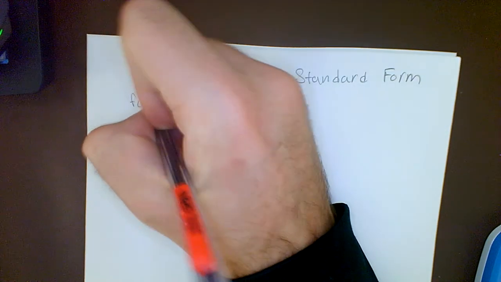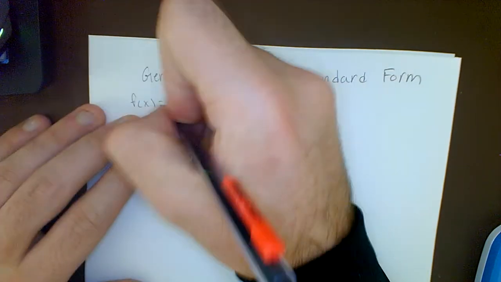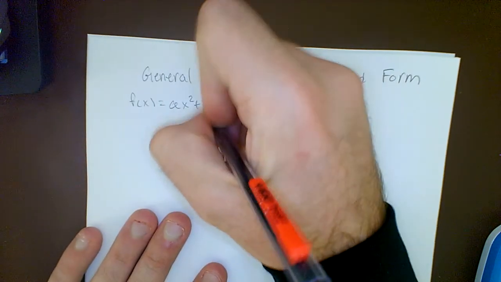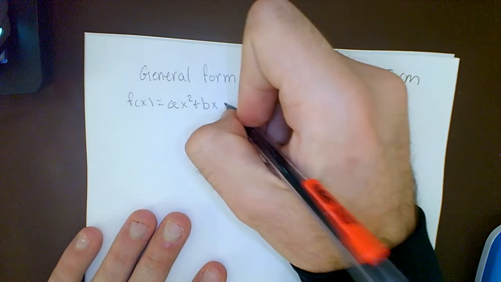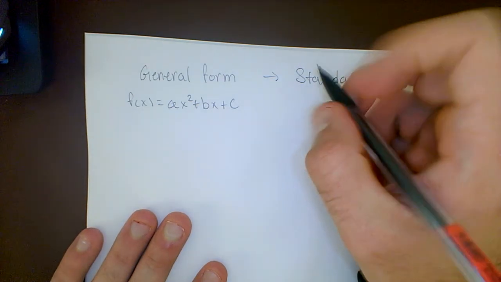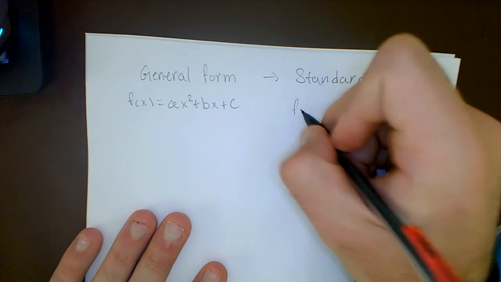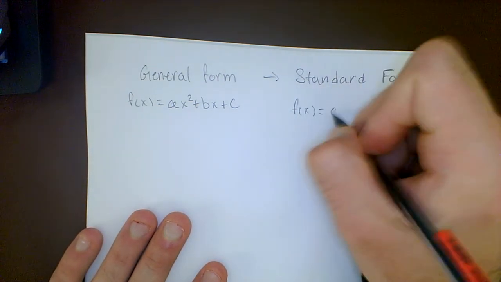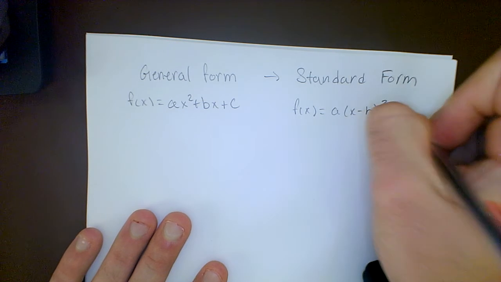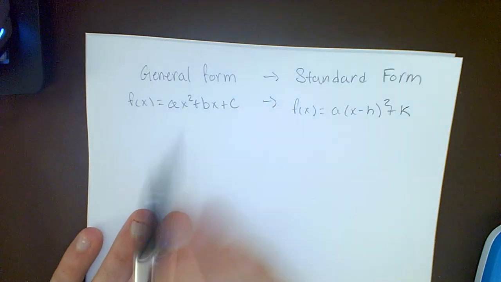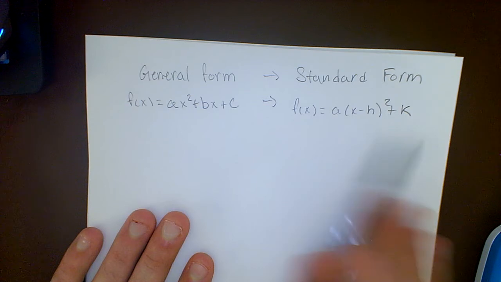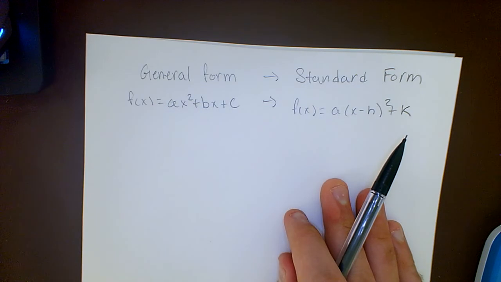Okay, so f of x equals ax squared plus bx plus c. And this one, remember, is f of x equals a times x minus h squared plus k. So we want to be able to, if someone gives us an equation here, spit it back out in standard form.